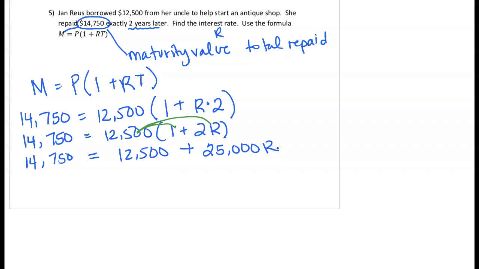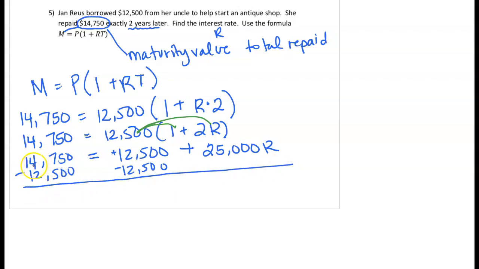Now we're going to start to solve. Again, anything attached to the R we're going to save to the end. So we're going to move this 12,500. So the opposite of a positive would be a negative 12,500. Or you could say subtract. On the left-hand side, we get 2,250. On the right-hand side, the 12,500 and minus 12,500 becomes 0, so we don't write that down. And we still have the 25,000R.